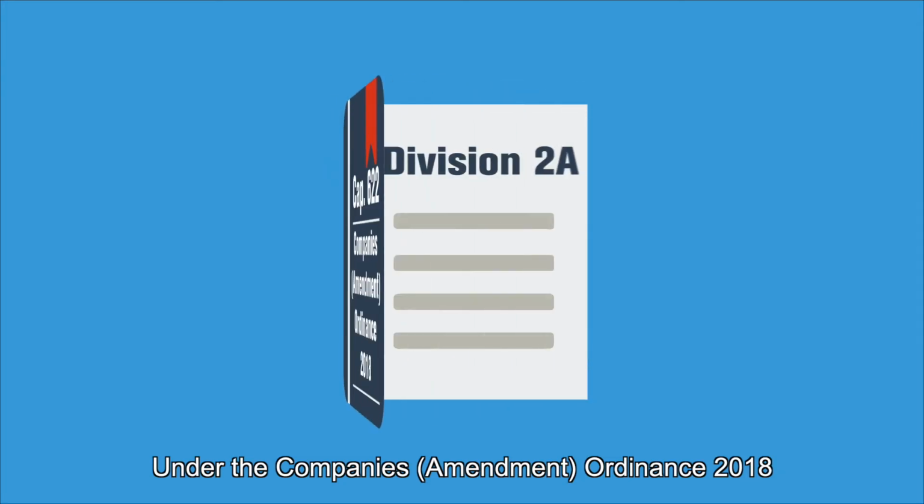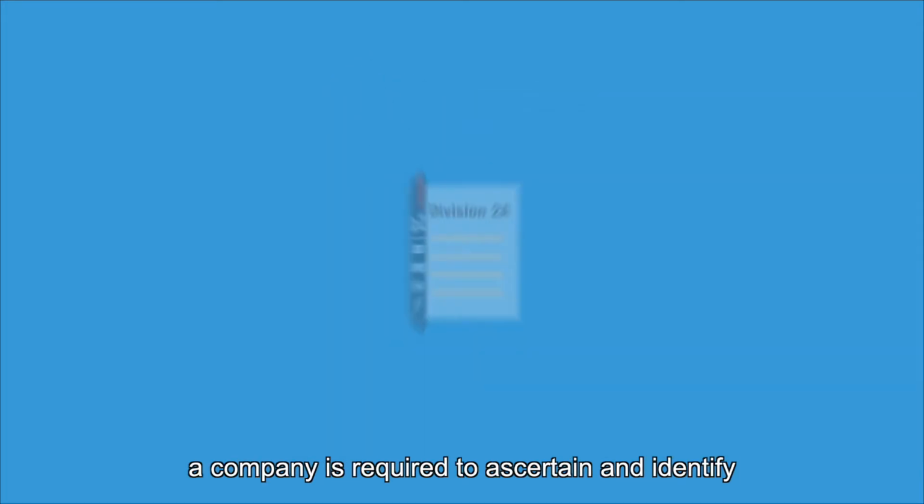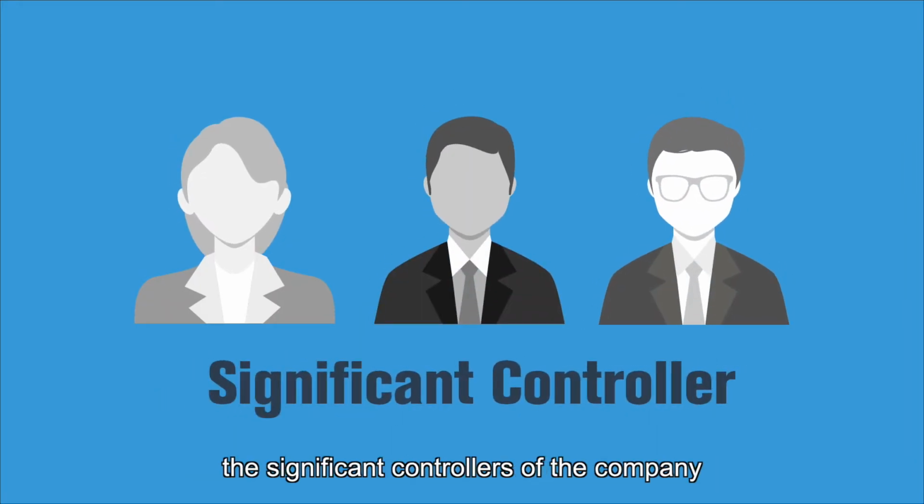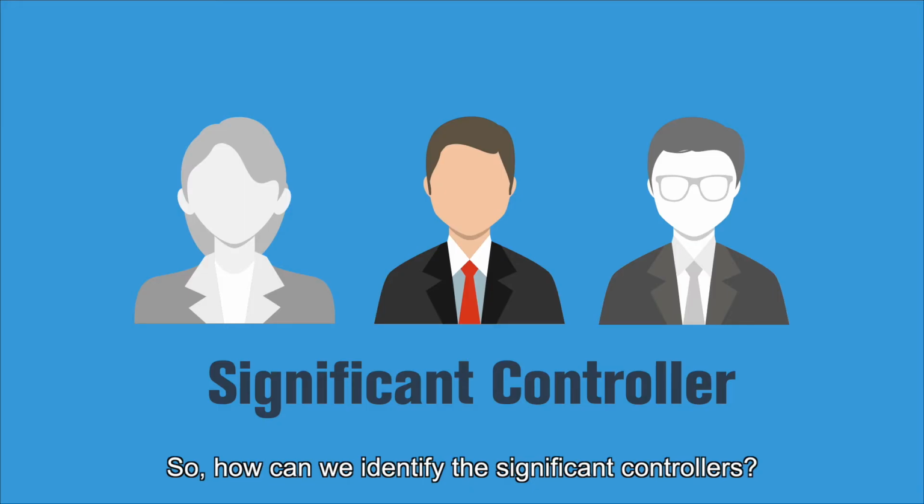Under the Companies Amendment Ordinance 2018, a company is required to ascertain and identify the significant controllers of the company. So, how can we identify the significant controllers?